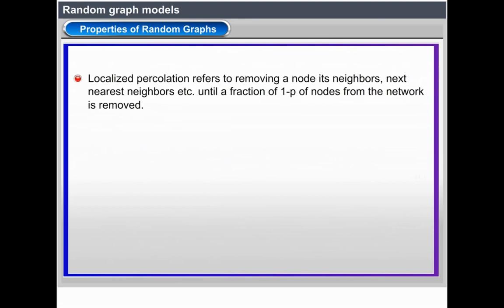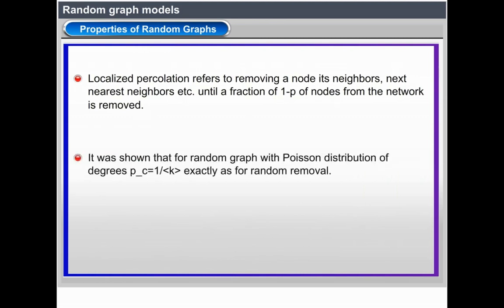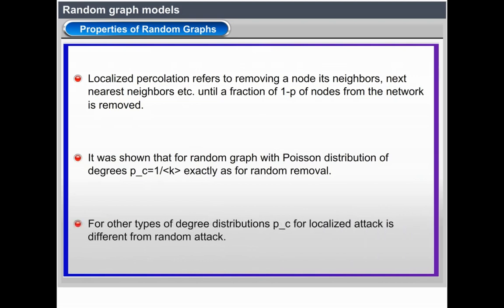Localized percolation refers to removing a node, its neighbors, next nearest neighbors, etc., until a fraction of 1 minus p of nodes from the network is removed. It was shown that for a random graph with the Poisson distribution of degree, p_c equals 1 divided by ⟨k⟩, exactly as in random removal. For other types of degree distributions, p_c for localized attack is different from random attack.